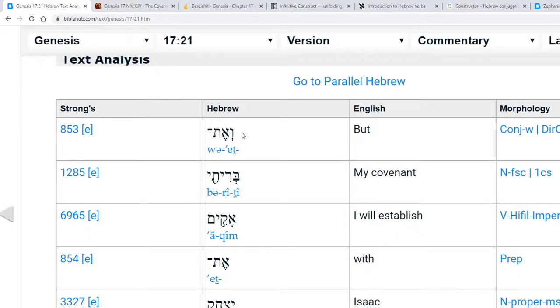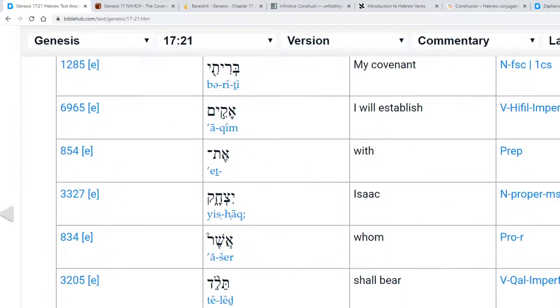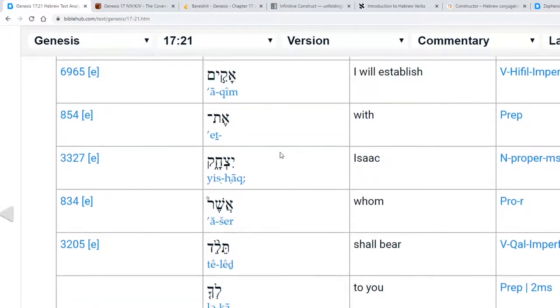So, the vav is the conjunctive of, et is the direct object marker. Briti, my covenant. Akim, like we said, Hakimoti before, right? Akim, I will establish. Same as before, this is in the hifil, I will cause to stand, of kum, of vav mem. Et, so they're saying it's the preposition. Et Yitzchak. Okay, maybe it's the preposition or the direct object marker.